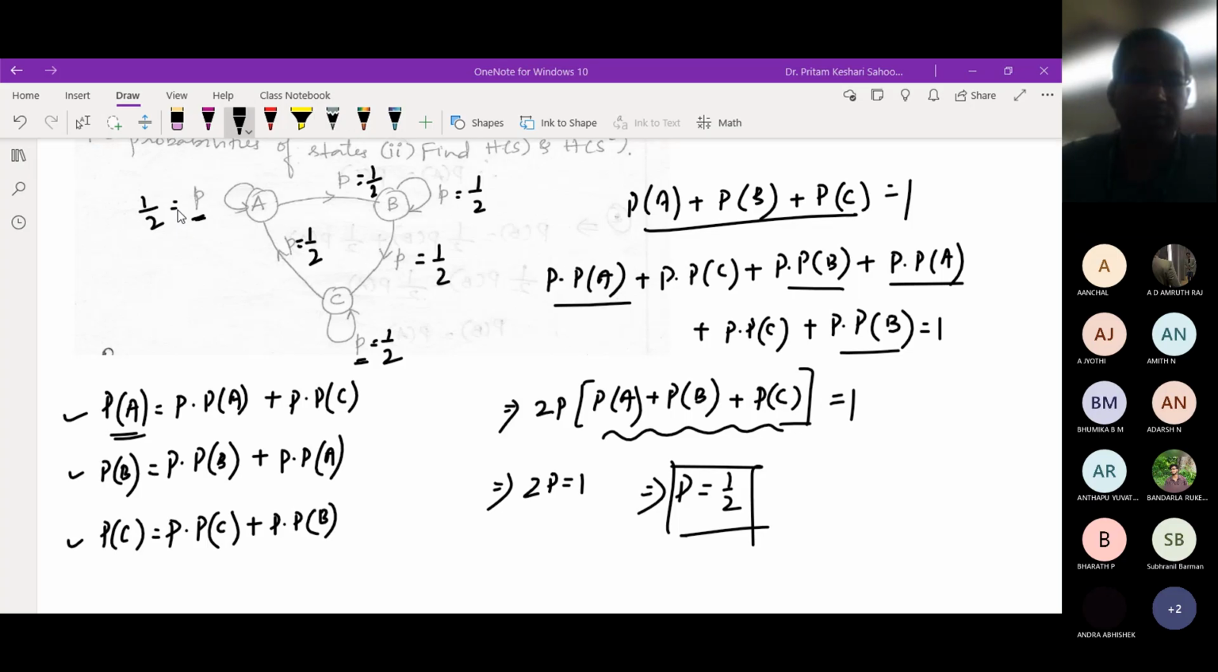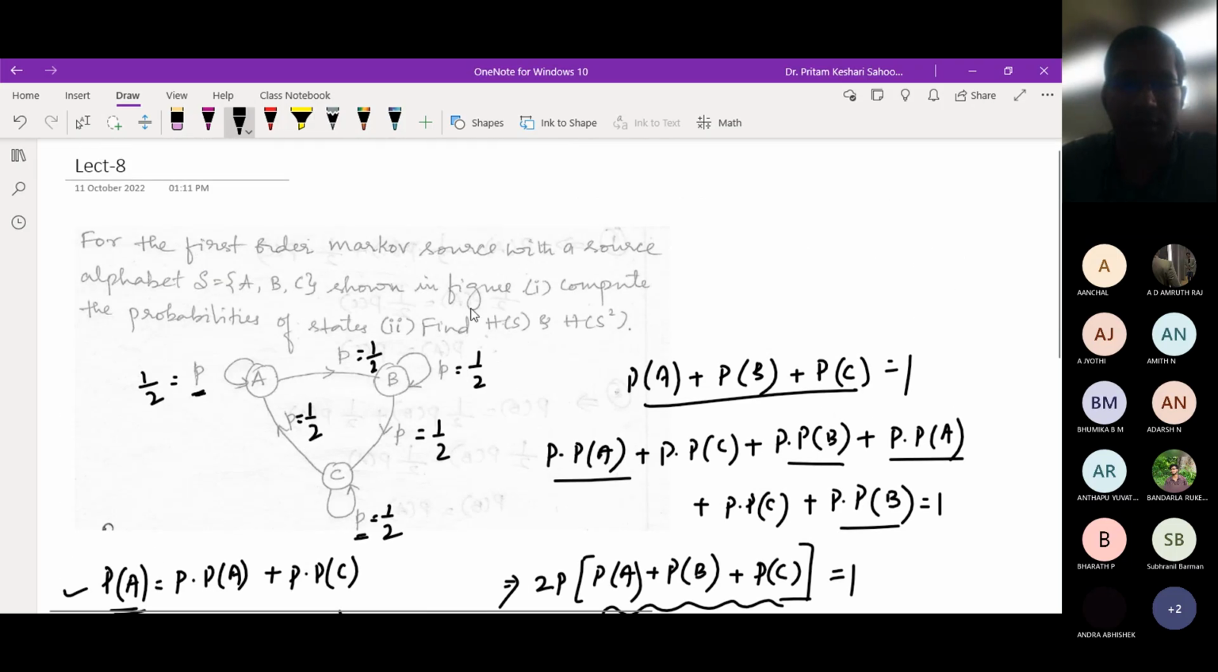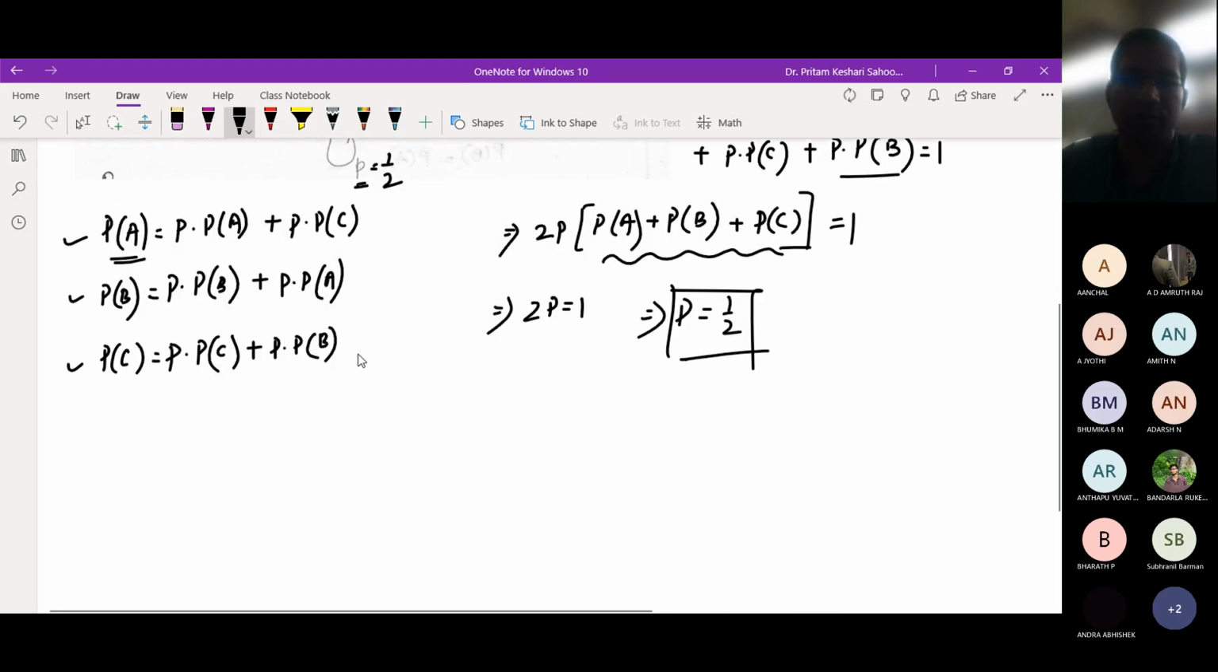Hope you understood or you followed up to this. Now, what is the question? We compute the probability of states. So probability of states means we have to compute probability of A, probability of B, probability of C. We have to find that out. All right. So if I have to write down this equation, since we have the value of P, you can put the value of P equal to 1 by 2.